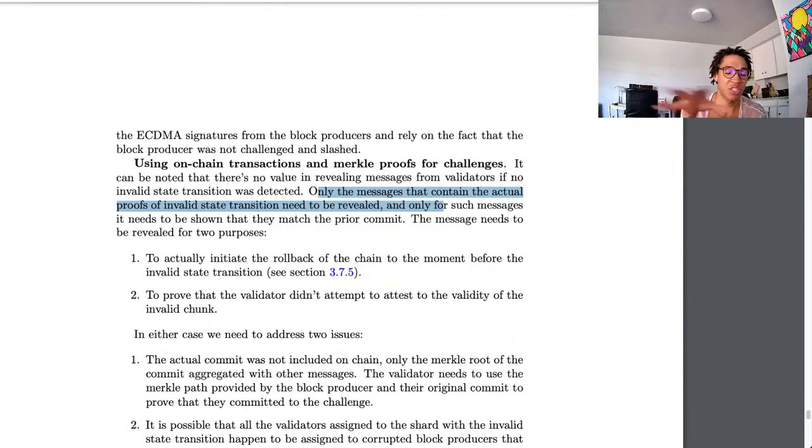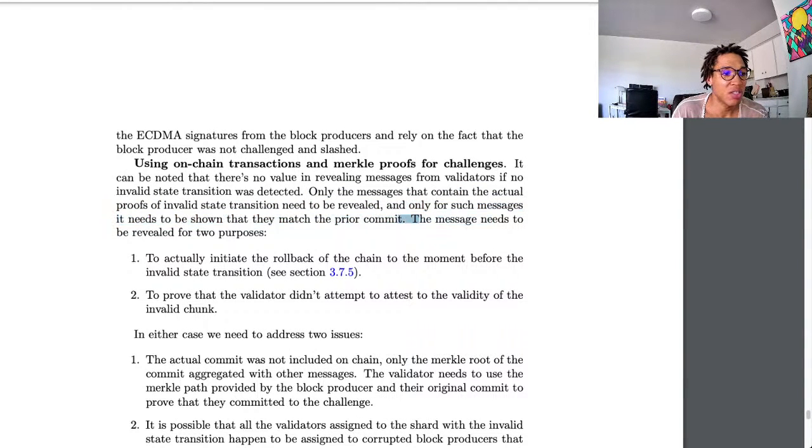And only for such, so basically all messages stay hidden until you get one of those. So you send all these messages, but you don't have to actually read them or do anything with them, which makes sense. And then if you have one of those commit-reveal schemes, and you reveal that, oh, you know what, back there something was slashable, something was wrong, then they'll open all those messages and see everything that's going on. And only for such messages, it needs to be shown that they match the prior commit.